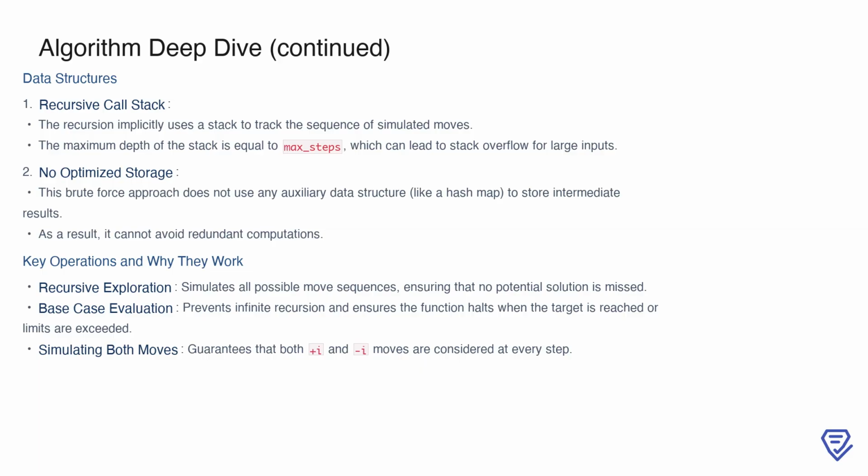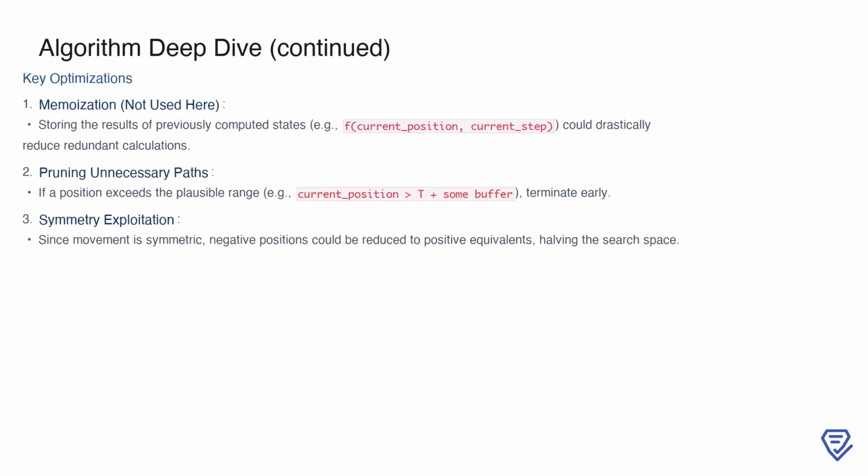Despite its inefficiencies, the brute force approach works because it systematically explores all possible move sequences. The recursive exploration ensures no potential solution is overlooked. The base case evaluation guarantees the recursion halts when the target is reached or when it exceeds the step limit. By simulating both positive and negative moves at every step, the algorithm ensures that all paths are considered, even though it lacks optimization. To improve the brute force approach, several optimizations can be implemented.